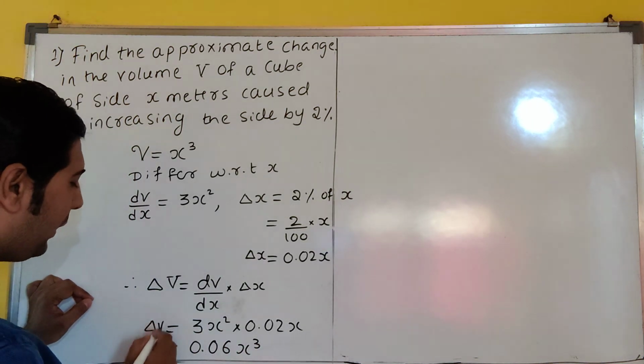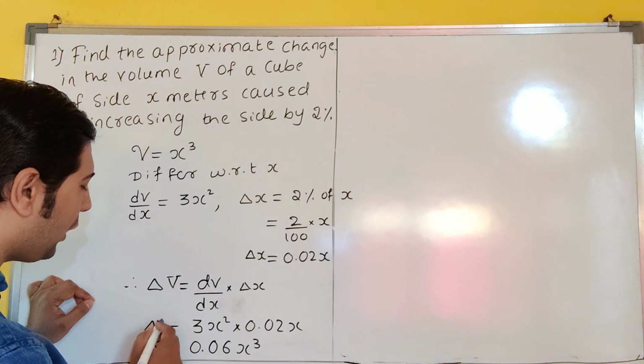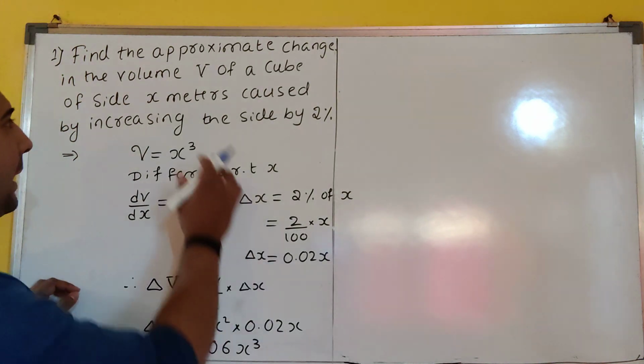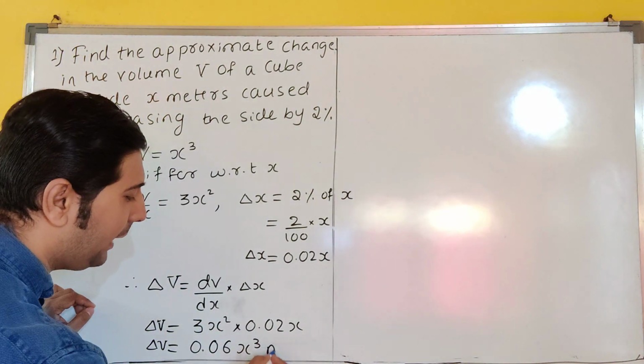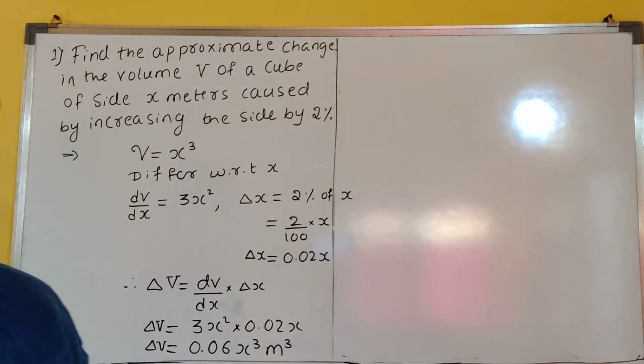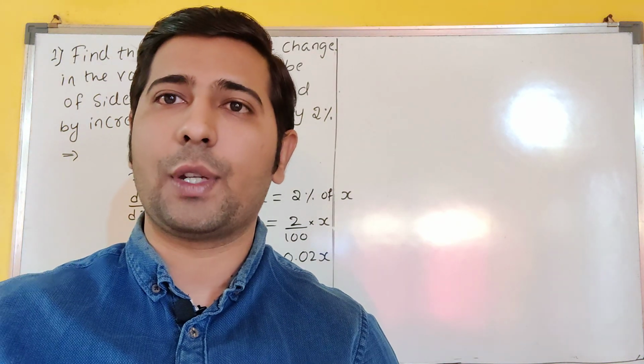And how will we find the unit of delta V? It's a volume or not? Volume is calculated in cubic units. What is the unit he has given? Meter. So that's why meter cube, dear students. So you got 2 marks, and it is a most important question, dear students.